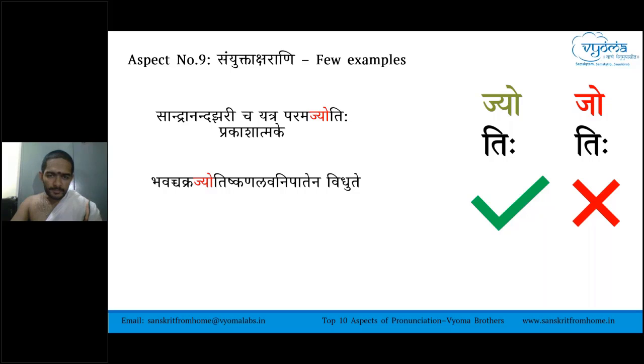Jyotishkanalavanipaatena vidhute. If these words are tougher to pronounce, you should give it some pause. For example, while saying it very fast, you may say Jyoti. But when you have to say it slowly and pronounce it properly, you have to give it that time. Jyoti. If you say it and practice, it will automatically come. It's not very difficult. Due to lack of practice, we miss out on such pronunciations.